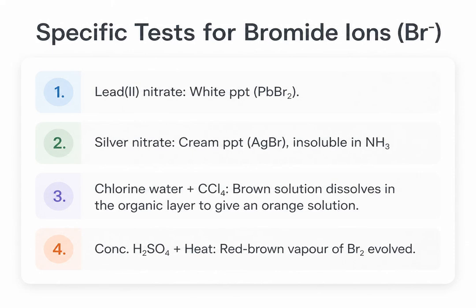For bromide ions, the confirmatory tests yield distinct colors. You'll see a cream precipitate with silver nitrate that ignores ammonia. If you use chlorine water to displace the bromine and extract it with an organic solvent like carbon tetrachloride, you'll get a beautiful orange organic layer. And of course, sulfuric acid yields red-brown vapors.